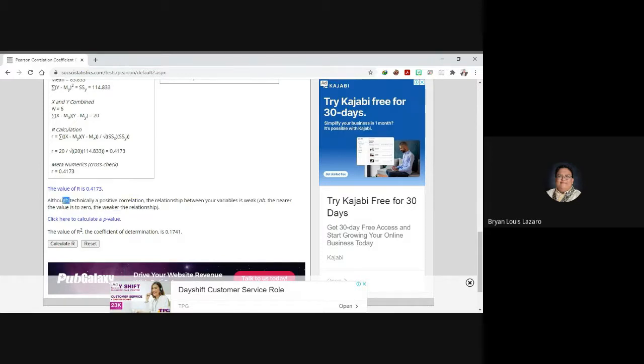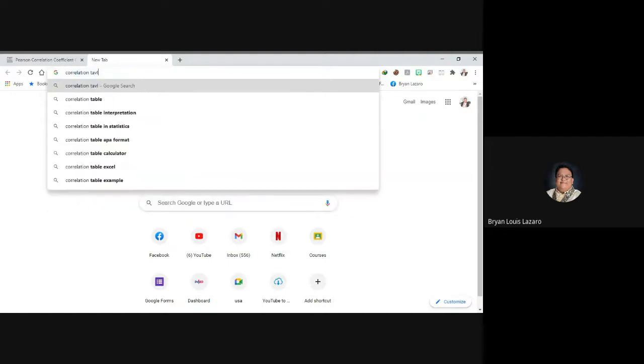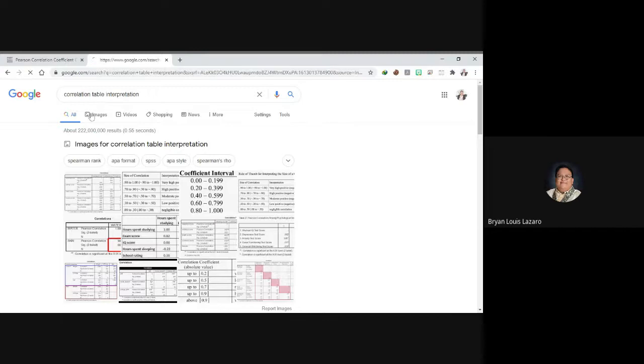Ayan. Although technically a positive correlation, the relationship between your variables is weak. Ayun na nakalagay. Ibig sabihin, hindi sila masyadong related. So the correlation between your grade in English and your grade in math is weak. Yun ang ibig sabihin niya dito. Nakukuha ko? Yes po. Okay. So, meron ng interpretation dito, so hindi kayo masyadong mahihirapan. Bakit weak siya? Kasi meron tayong tinatawag na correlation table.